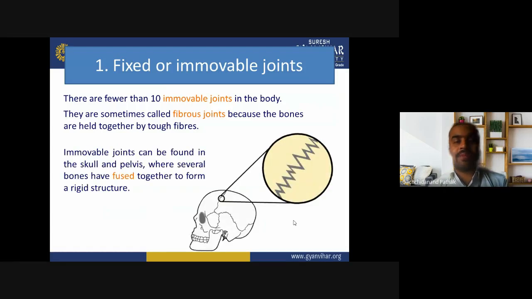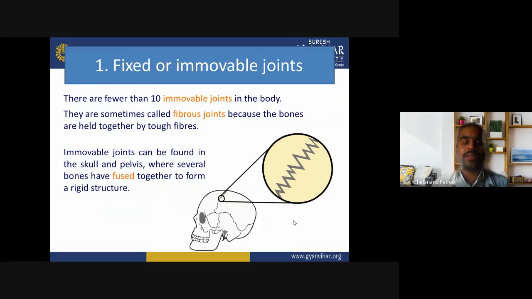Immovable joints can be found in the skull and pelvis, where several bones have fused together to form a rigid structure. Same condition is in the pelvis also. There are more than 3 to 5 bones present in the pelvis, which fuse together and become one strong bone, the same as the skull.